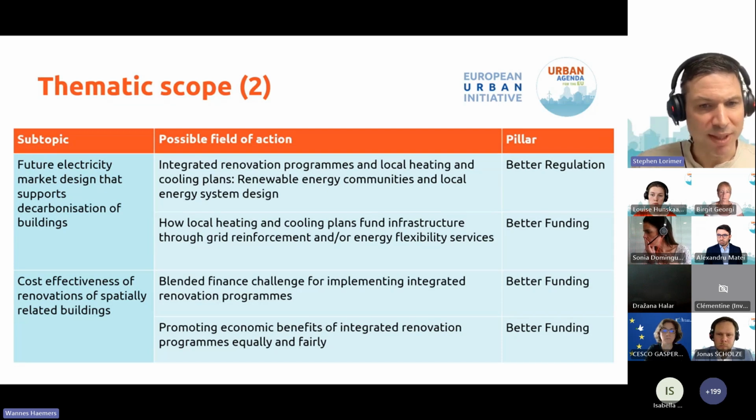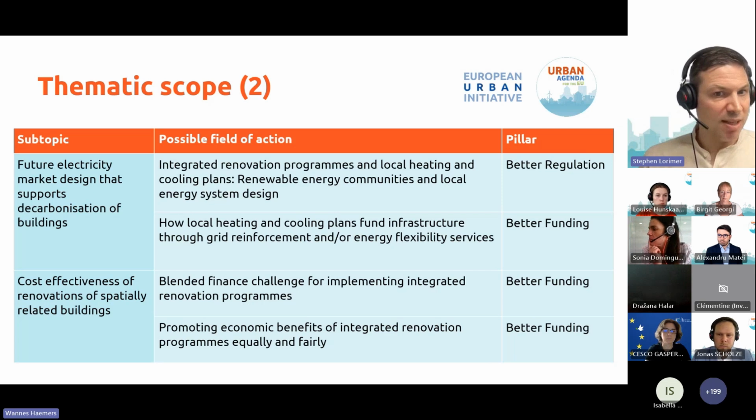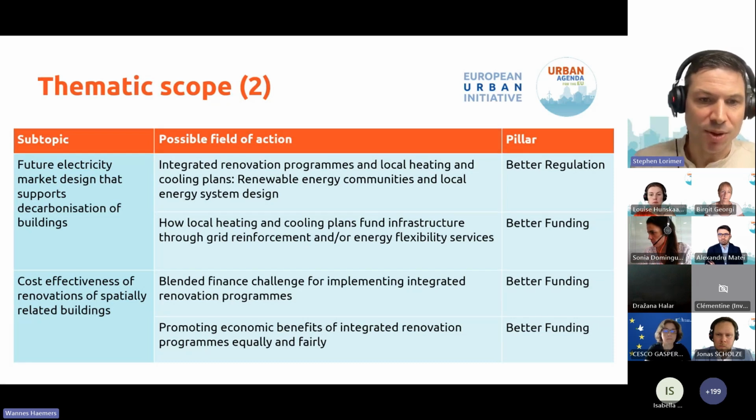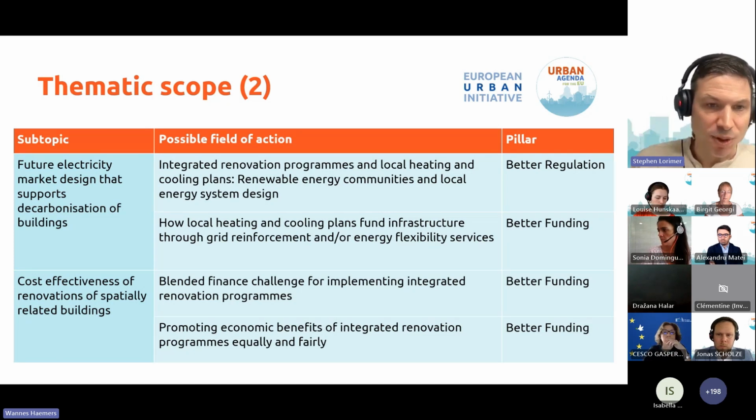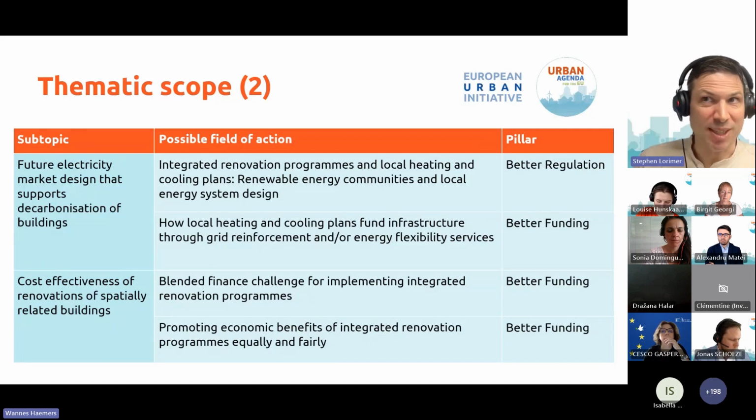There are grid reinforcement costs that building owners are shouldering, and also energy flexibility services that they could take advantage of to create income through the renovation of their buildings in future years. Those are all things that feed into the funding side, and of course, the cost effectiveness of those spatially related buildings is something expressly put into the Energy Performance of Buildings Directive, which I can add was being finalized while I was writing the ex ante assessment with Jonas and Isabella.